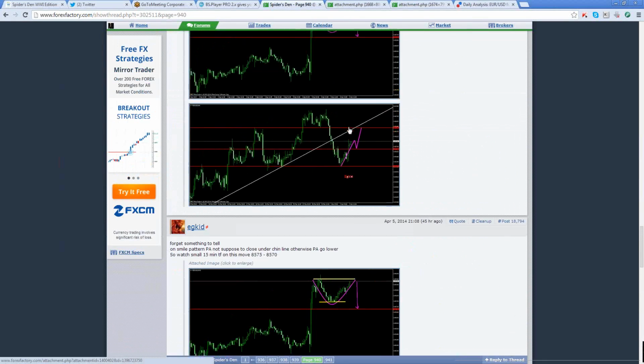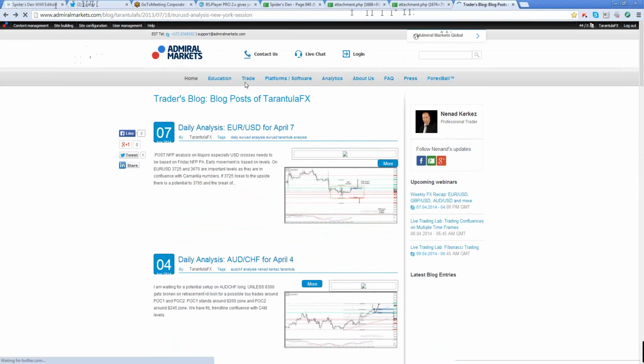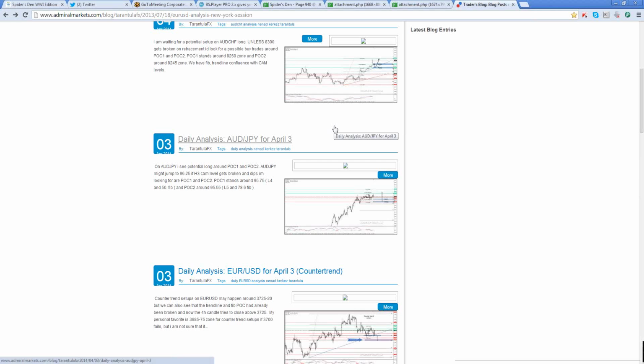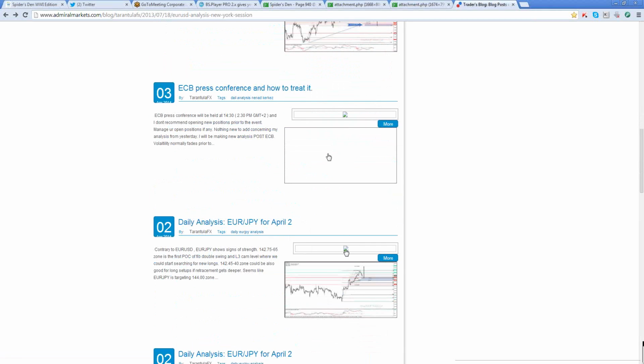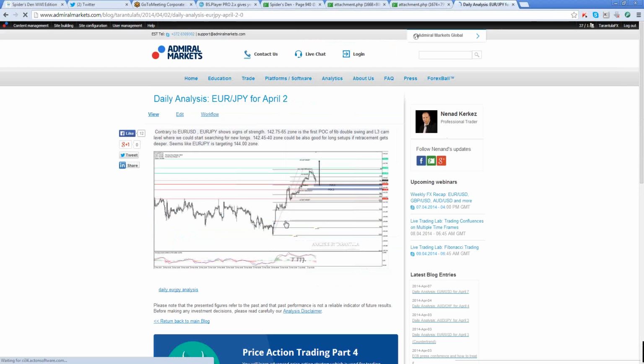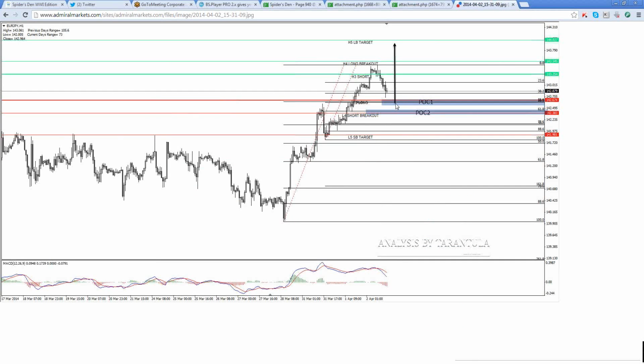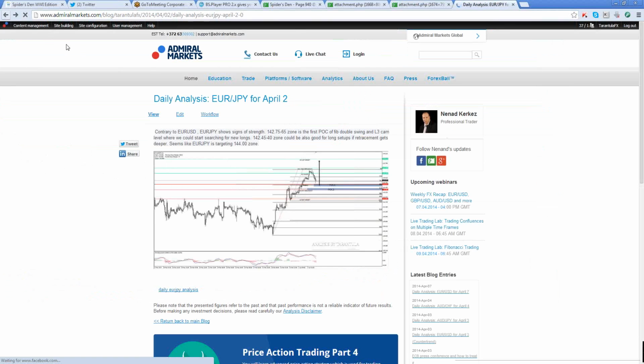Also the Euro-Yen trade, which was also analyzed on recap, but we couldn't get that big dip down to buy. So I analyzed it again, and I made it more friendly to traders who would like to trade it long. My entry was here, and exactly at that price the price went up. So basically I always update my analysis at the Spider's Den and Admiral Markets blog. So always use the blog and Forex Factory to your advantage. Okay, guys?